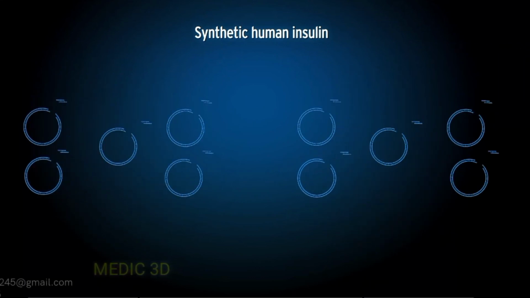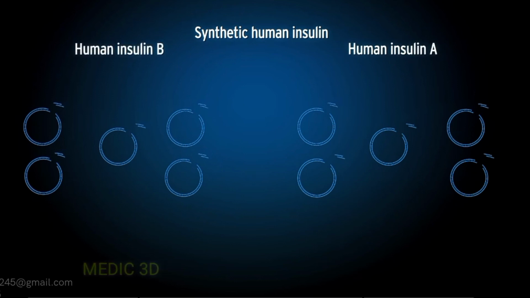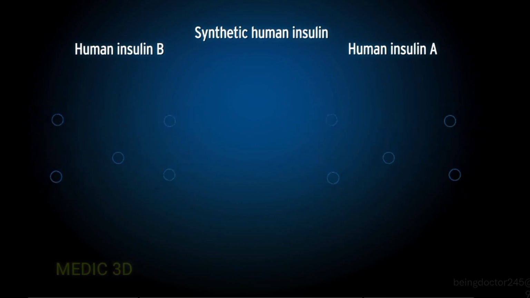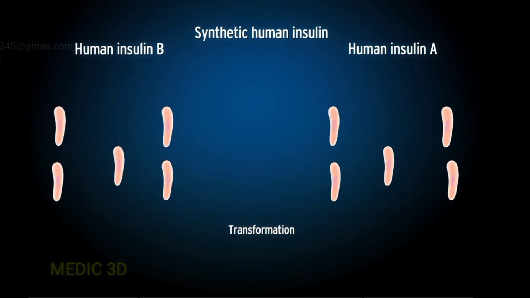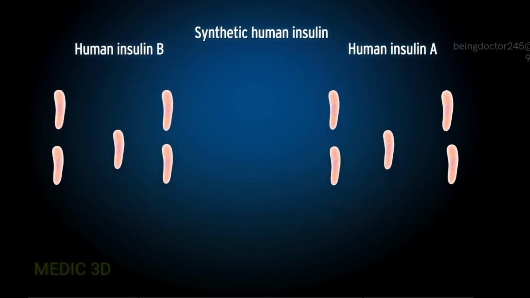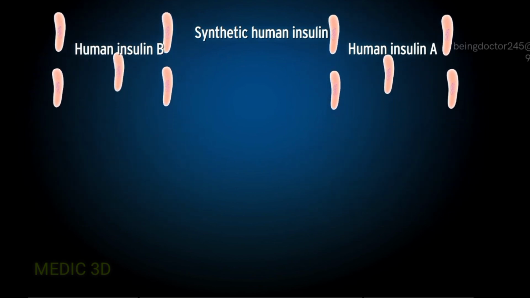The genes coding for human insulin A and human insulin B are inserted into the beta-galactosidase gene in the plasmid DNA along with a tetracycline resistance gene. The plasmid is inserted into bacteria through transformation. The antibiotic tetracycline is added to eliminate the untransformed cells. Only cells that take up the recombinant DNA can thrive in a medium containing tetracycline.